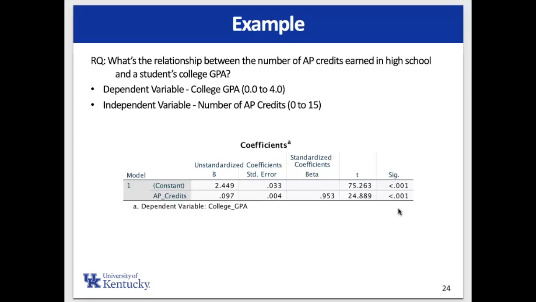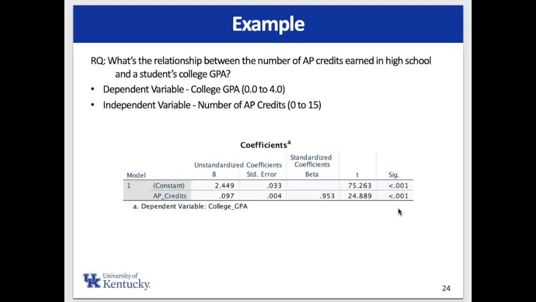We're not going to go much further than that. And in this case, we can see that it is statistically significant. So what we can tell by this is that the more AP credits that someone takes, the higher their GPA in college would be. With this information, a logical conclusion might be that everybody should take AP credits because they would end up with higher GPAs in college.